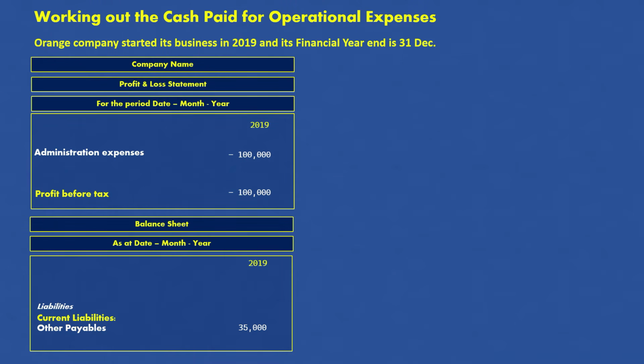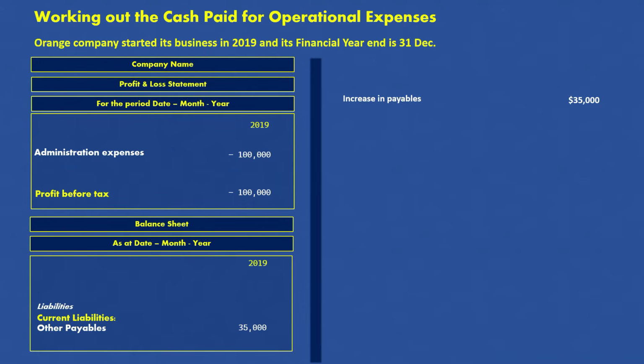So since administration expenses are operational expenses, the payables that are related to these expenses are other payables. We are not talking about cost of sales at the moment, and the payables that are related to cost of sales are trade payables that we will be covering in the next lecture. Right now we are talking about the operational expenses, and the payables that are related to operational expenses are other payables. Right, so now let us take a look at some basic facts that we can see here.